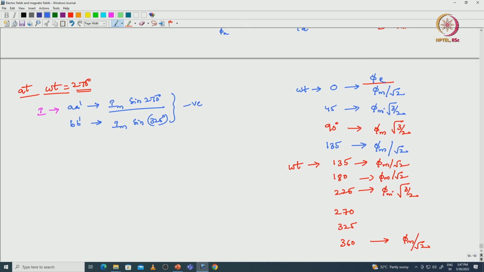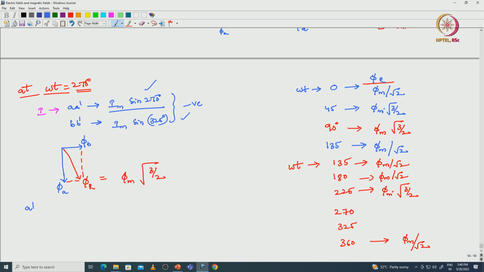The flux vector with respect to A is maximum in the opposite direction. The flux vector with respect to the B dash coil is in the opposite direction, and its magnitude is smaller compared to A dash. From these two current magnitudes we can get the resultant vector, which will be in this direction, phi r. If we solve for the resultant flux vector magnitude, again it results in phi m square root of 3 by 2.